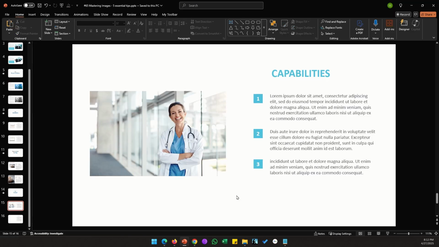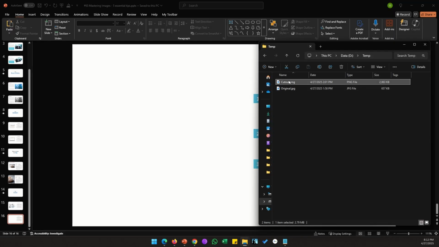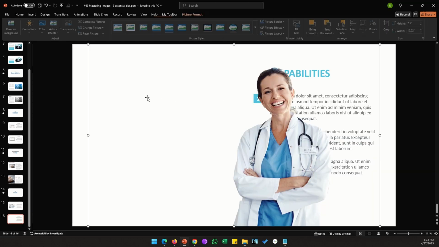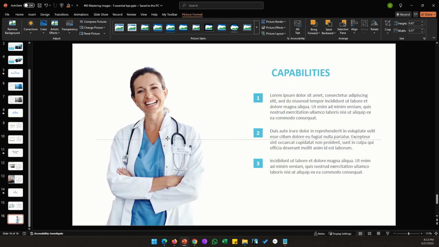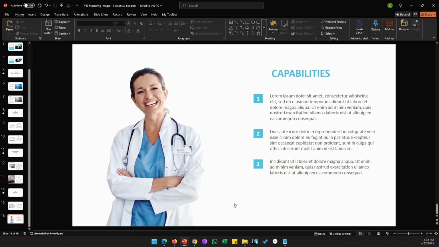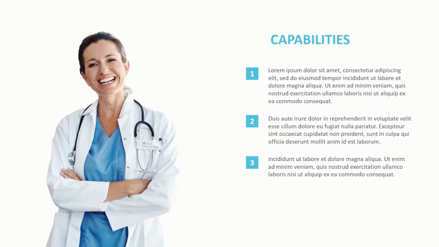Go back to PowerPoint, go on to the new slide. Then I'm going to place my cutout image onto this slide. Remove this unnecessary empty area. And then we can place our image like so. Let's compare our original slide and the new slides. So this is our original slide and this is the new slide.